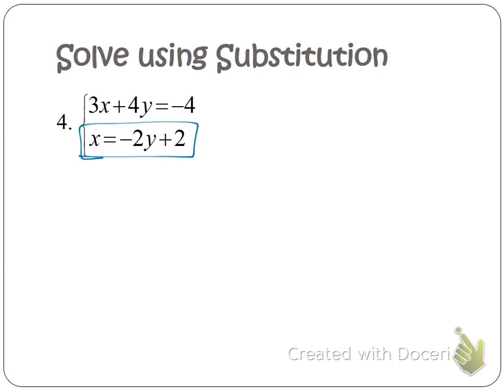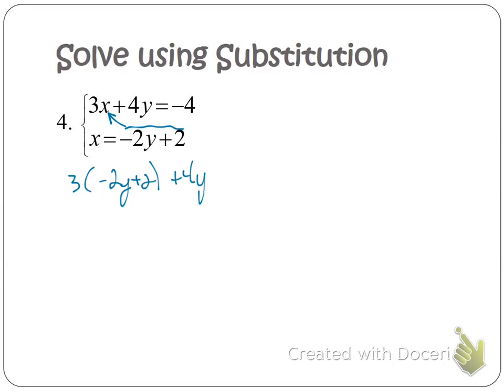If I know what x is equal to, I don't care what it's equal to, I can always substitute that in for x. And that's what we're going to do here. We're going to take negative 2y plus 2 and substitute in for that x right there. So we get 3 times (negative 2y plus 2) plus 4y equals negative 4. Remember that we've got to take 3 times all of that expression, so we are going to have to use distribution here. So distribute the 3.